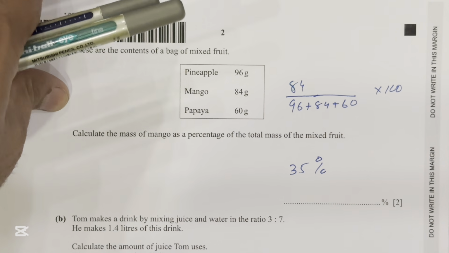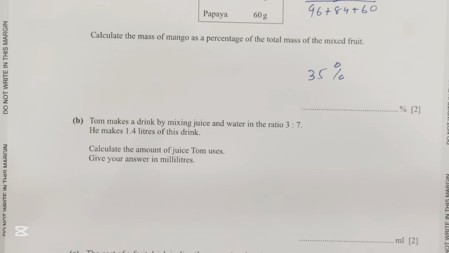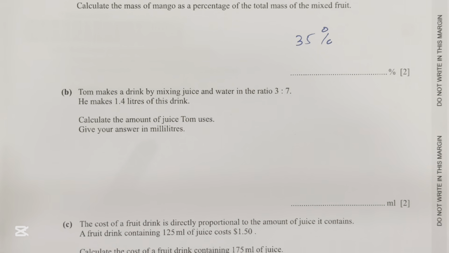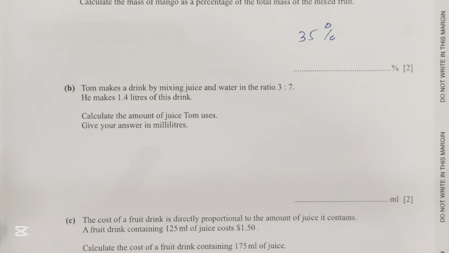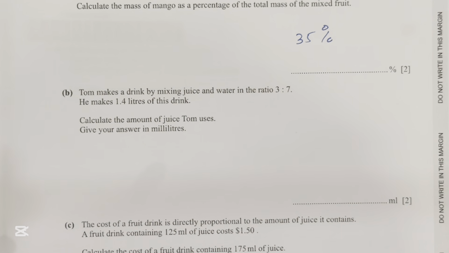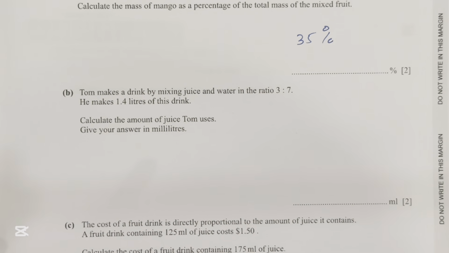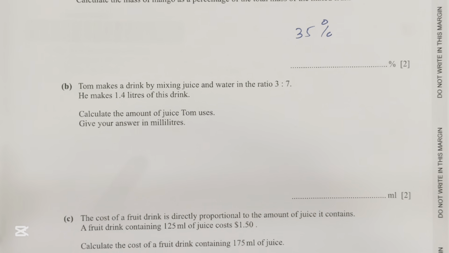Next is part B. Tom makes a drink by mixing juice and water in the ratio 3:7. He makes 1.4 liters of this drink. Calculate the amount of juice Tom uses. Give your answer in milliliters.